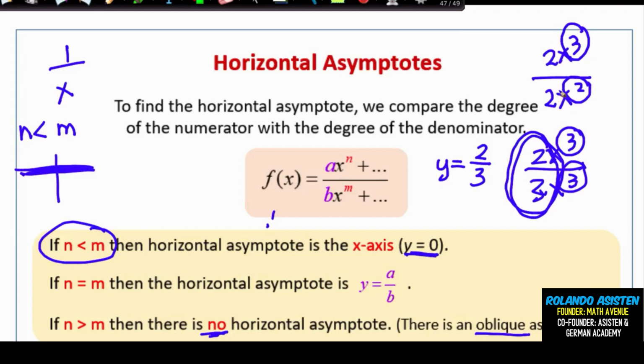For any rational function, you can have multiple vertical asymptotes, but you can only have one horizontal asymptote or one oblique asymptote. But when you have a horizontal asymptote, there's no oblique asymptote. When you have an oblique asymptote, there is no horizontal asymptote. So those are some of the guidelines that we have to keep in mind when we are dealing with horizontal asymptotes.